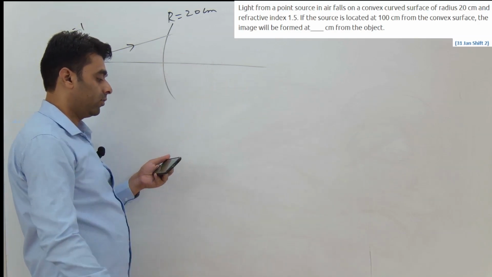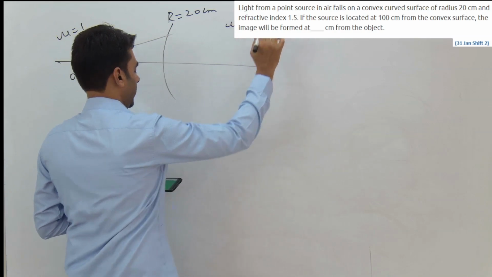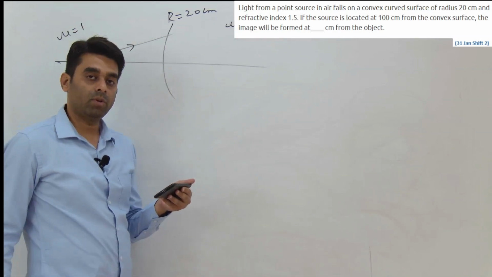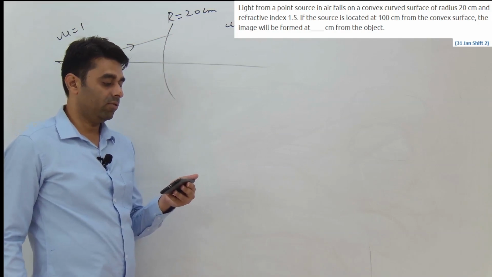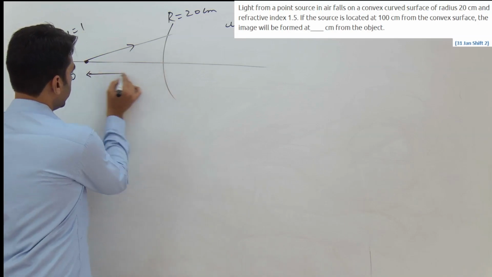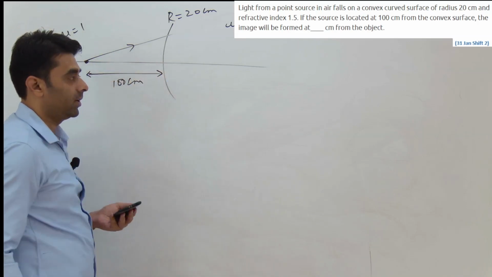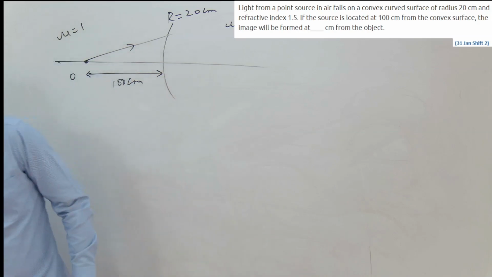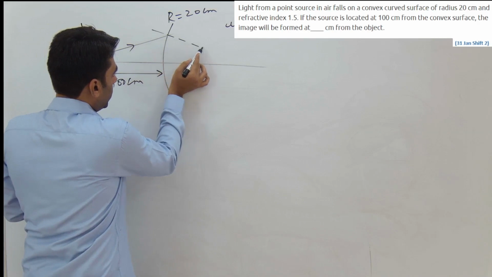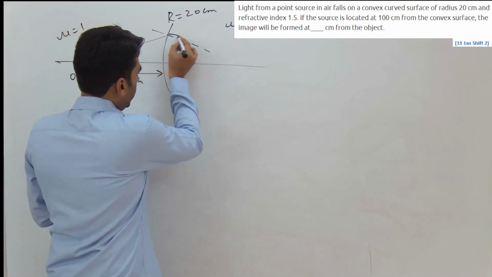The radius is 20 centimeter. If the source is located at 100 centimeter from the convex surface, the image will be formed at dash centimeter from the object. This distance is given as 100. They are asking us the image distance. So let us see over here. This will be the normal, from the rarer to the denser medium.